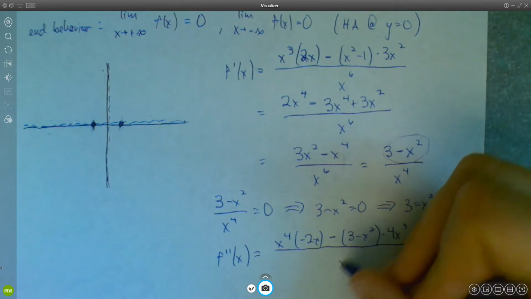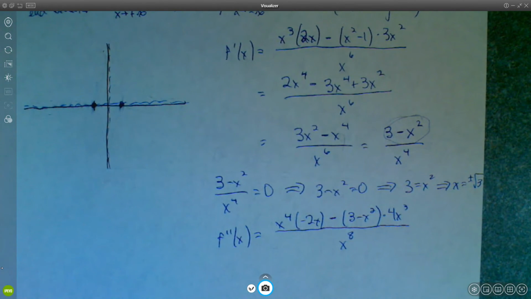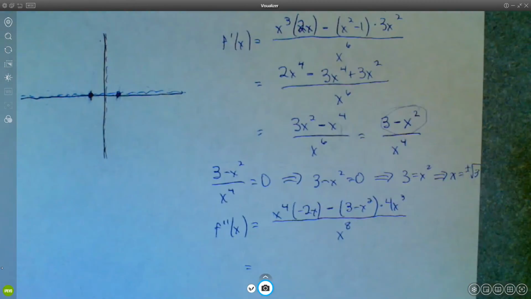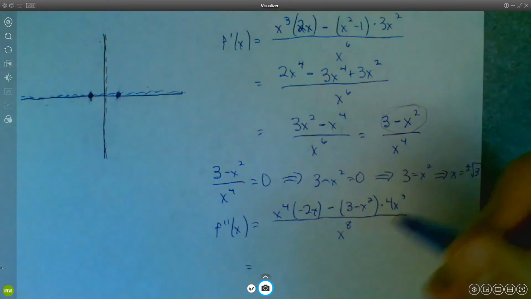over low squared. Do you ever get to the point in the middle of a math problem where you're like, I don't want to do this anymore? Because it gets so nasty sometimes. I don't know, it's kind of fun though.